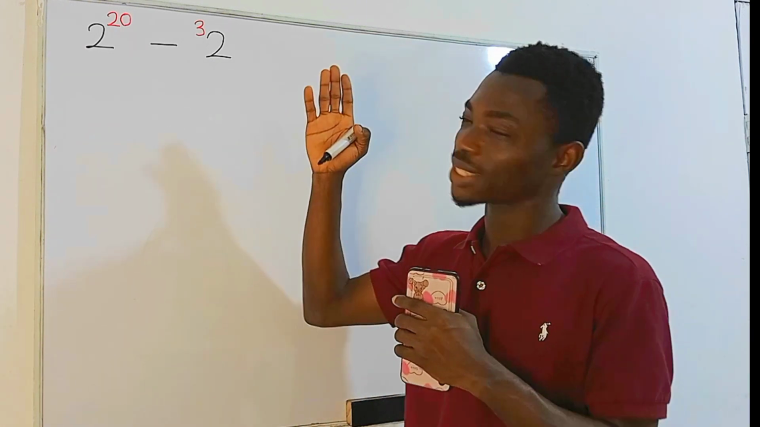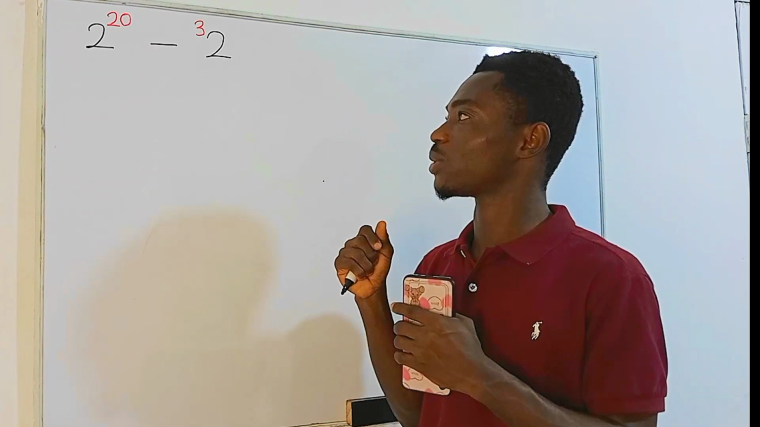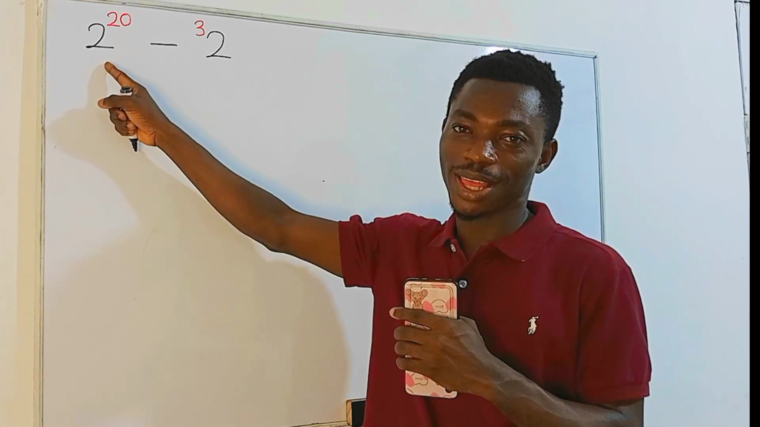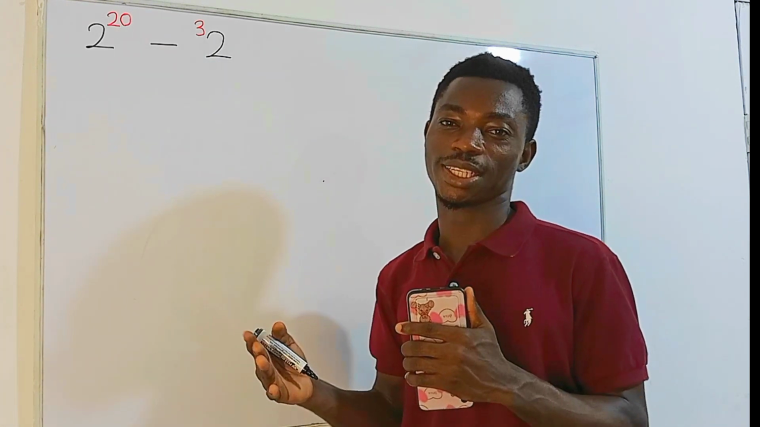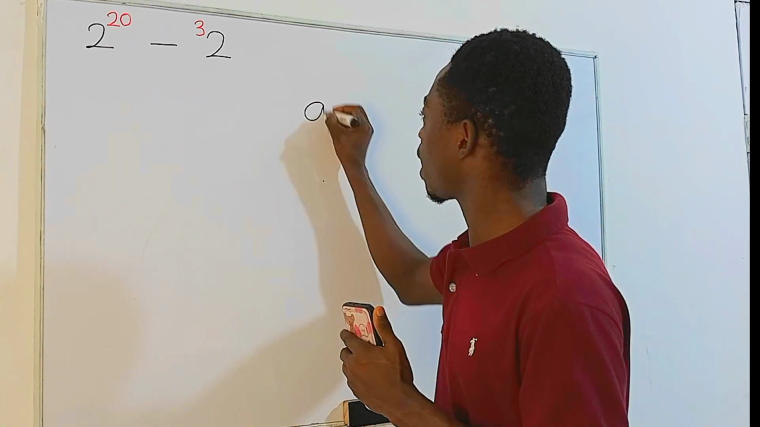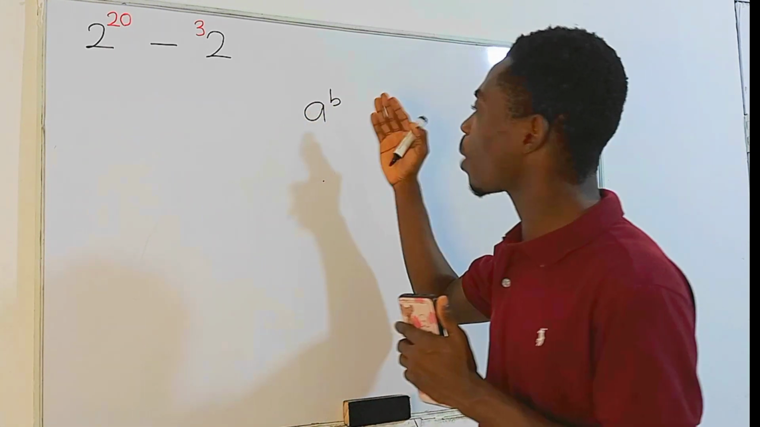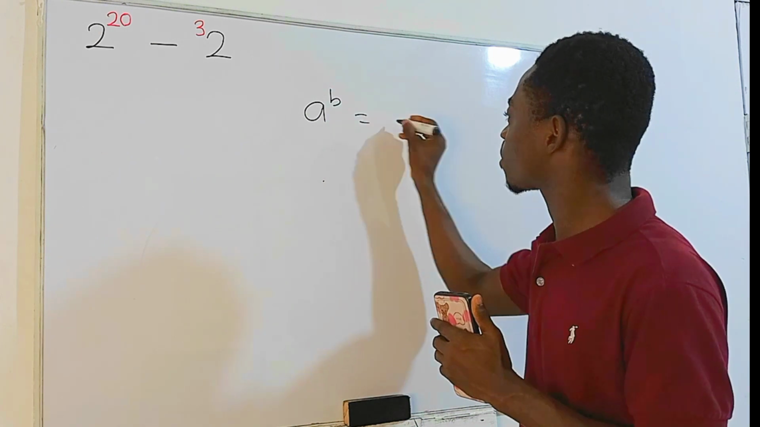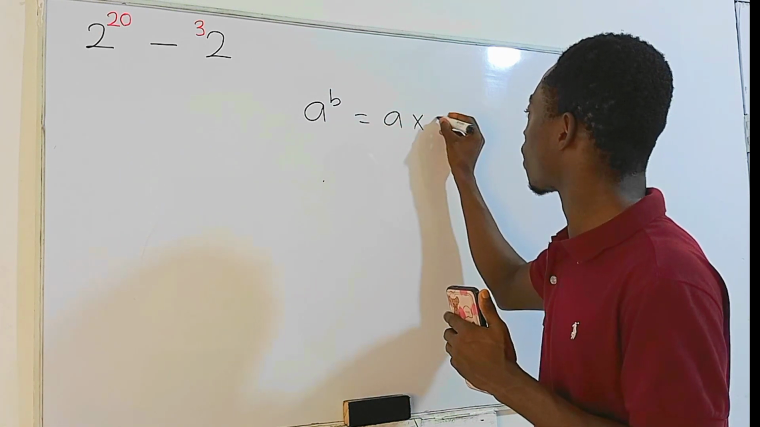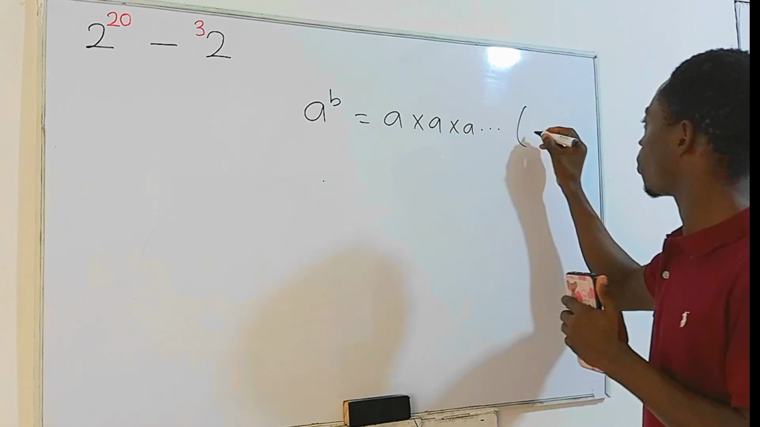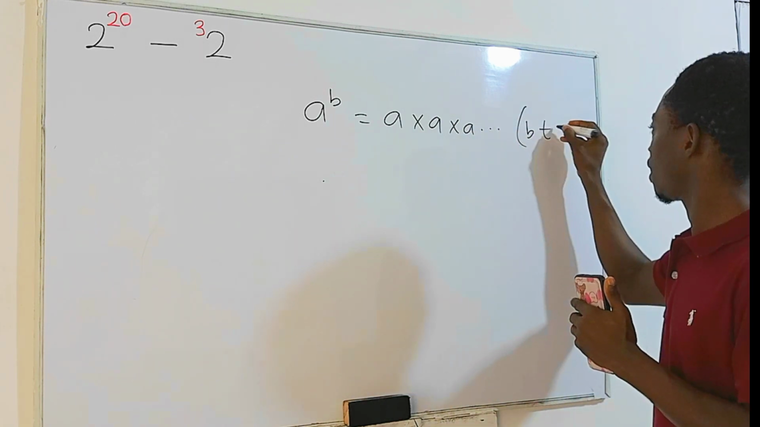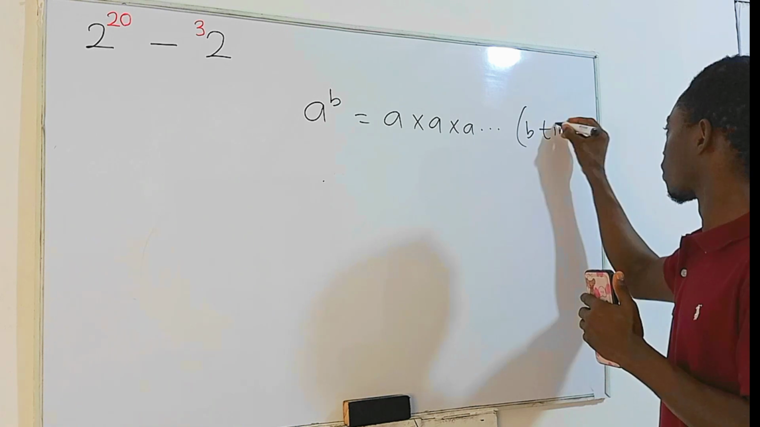Before we start evaluating this, let's pay attention to this. This is an exponential term, and remember, exponent is all about repeated multiplication. So let's say we have a raised to the power b. What this means is that a is multiplying itself, let me put this in parentheses, b number of times.